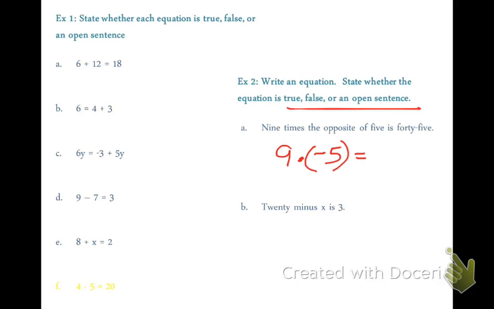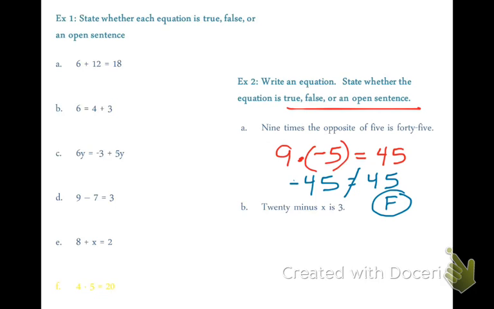Then the equal sign, and 45. Okay, so then you do your math. You go 9 times negative 5 is negative 45, and that equals 45. No, it doesn't. Negative 45 and 45 are opposites, so it's a false statement.